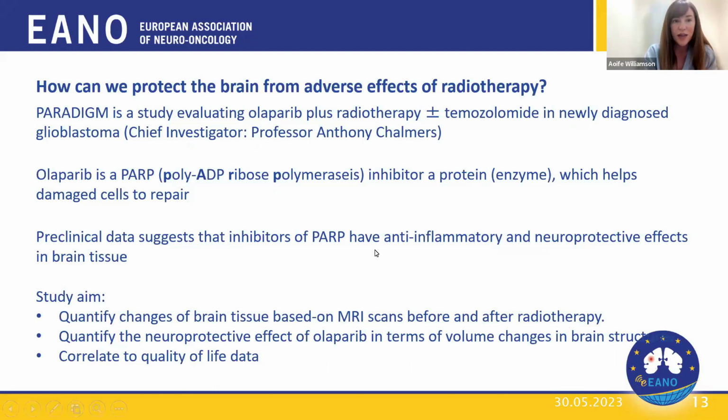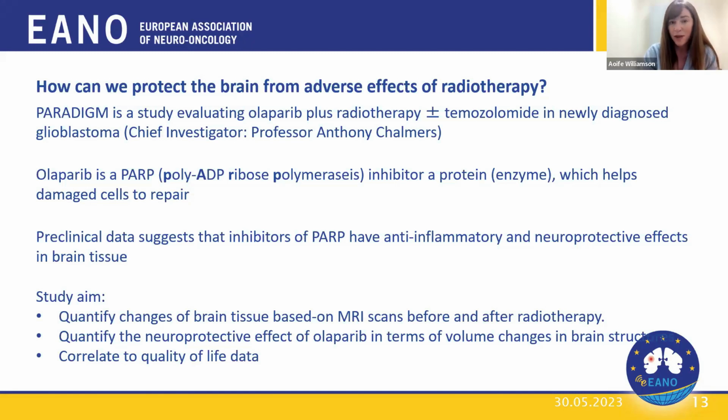So how are we going to do that then? So I'm going to use a study that we are currently running in Glasgow, which Professor Anthony Chalmers is the chief investigator at. And this PARADIGM study looks at evaluating a drug called olaparib plus radiotherapy and temozolomide in newly diagnosed glioblastomas.